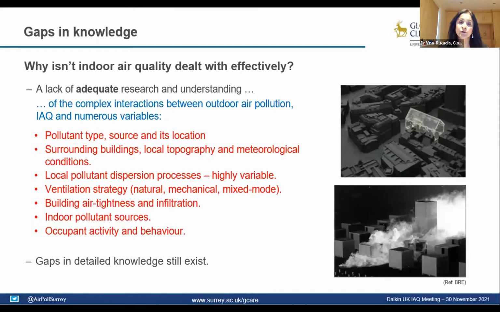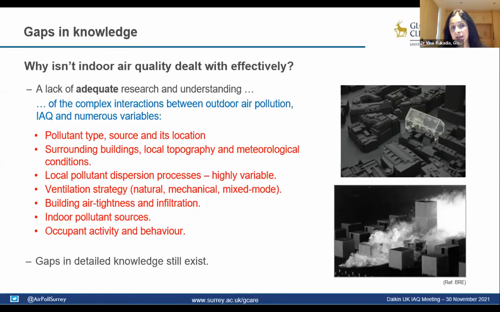So why isn't indoor air quality dealt with effectively? One of the main reasons is that there's a lack of research and understanding of the complex interactions between outdoor pollution, indoor air quality, and numerous variables. Whilst there has been research carried out and there is some guidance out there, there are still many, many gaps that still exist in the detailed knowledge.